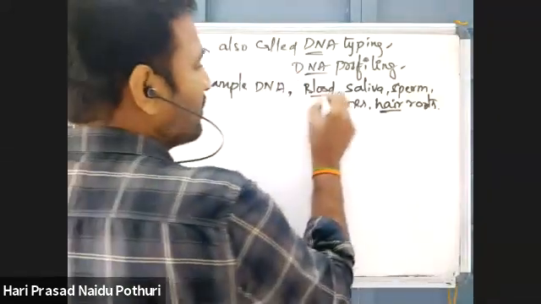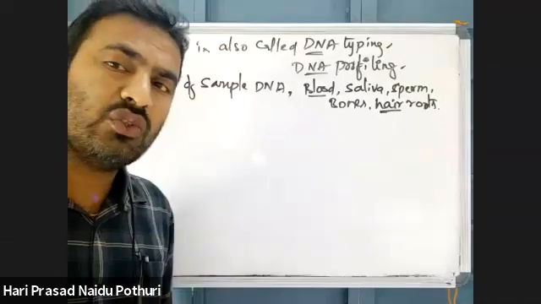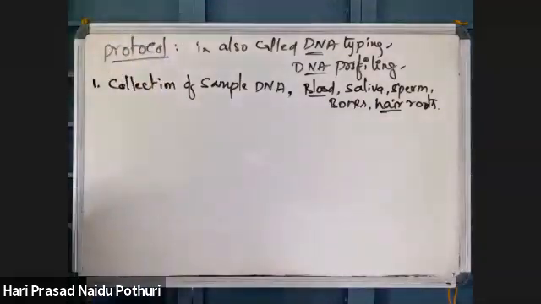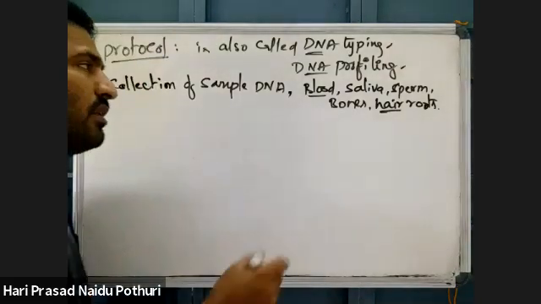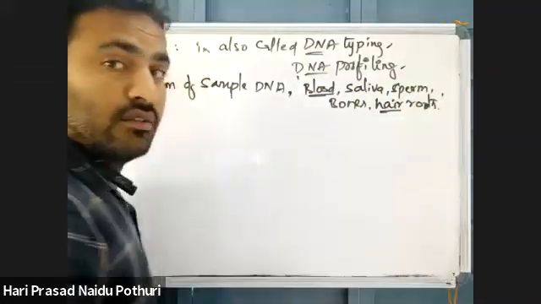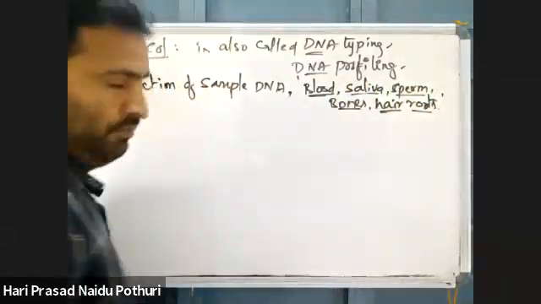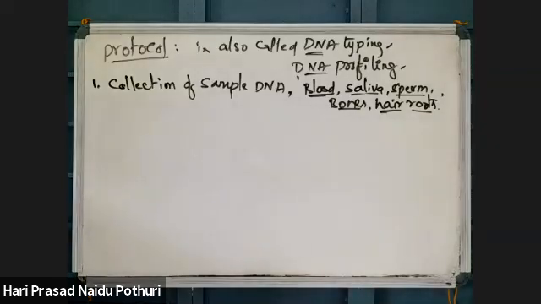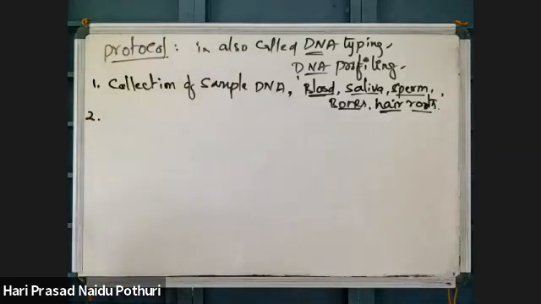So these samples we need to collect first. Suppose this is used for detection or finding the criminals, I told you, right? Suppose we are finding criminals: in the crime scene, whatever sample is available, that sample we need to collect. That sample may be blood or saliva or sperm or bone or hair roots. That is the first step, collection of DNA sample.